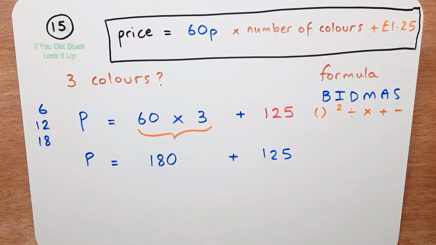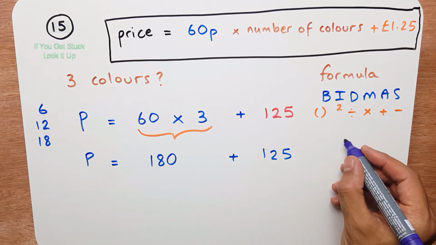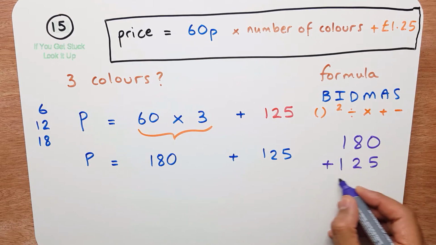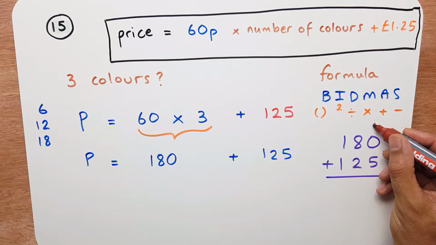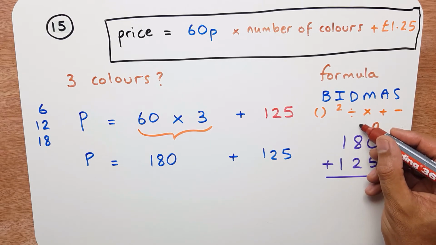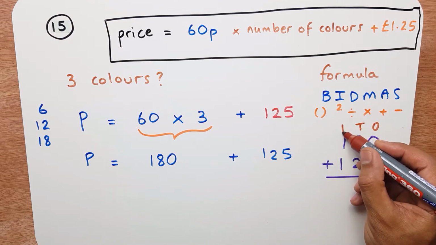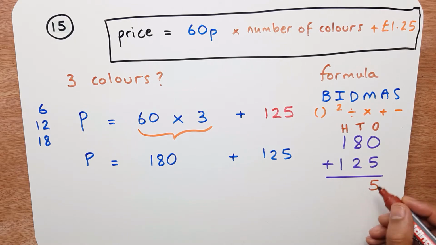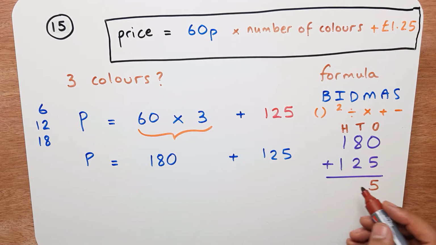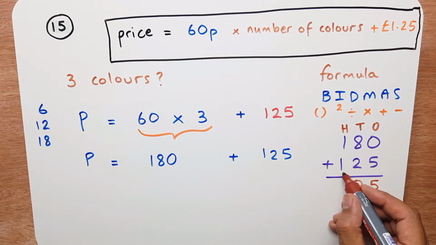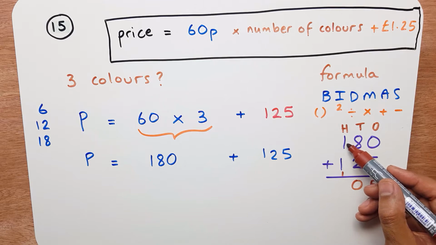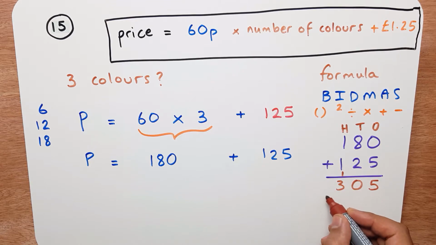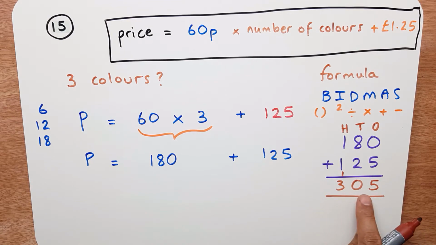Now I need to add these two. So I'm going to take this across and do a column addition. So 180 add 125. This is our ones or units column. This is our tens column. And the third column is the hundreds column. Now we simply add these. 0 add 5 is 5. 8 add 2 is 10. So we put the 0 down and carry the 1 over to the next column. So that's 1, add 1 is 2. Add this 1 we've carried over is 3. So the 3 goes there. So this is our answer, 305 pence.